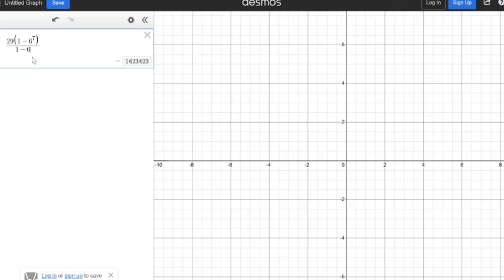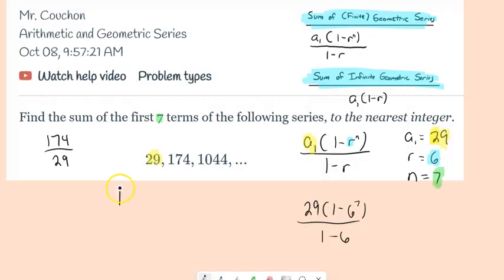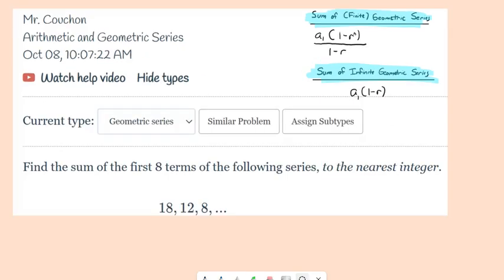All right, 1,623,623. So that is going to be the sum of the first 7 terms of this geometric series. They want us to find the sum of the first 8 terms in the following series to the nearest integer.